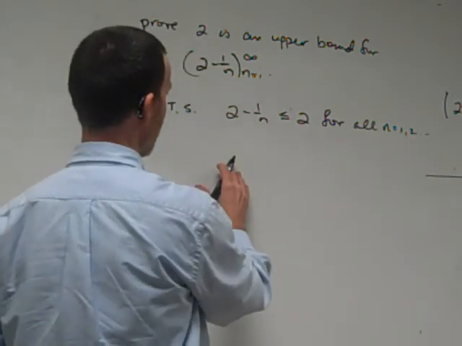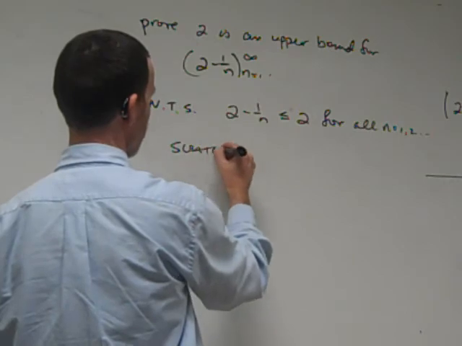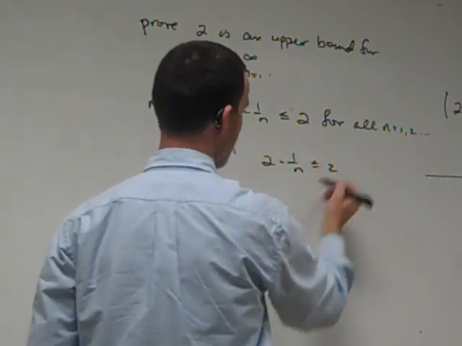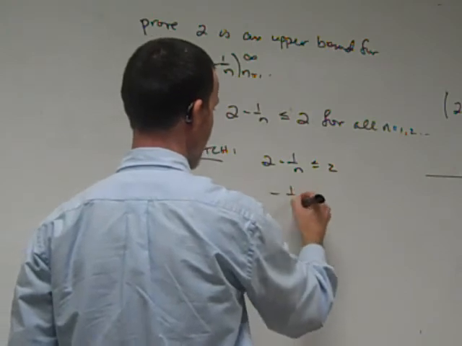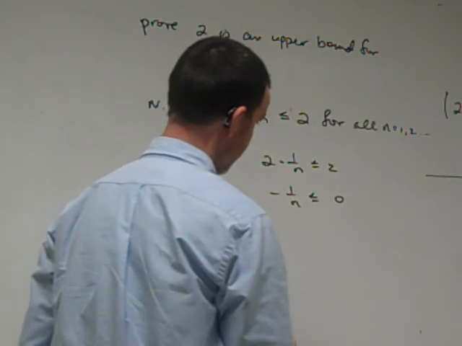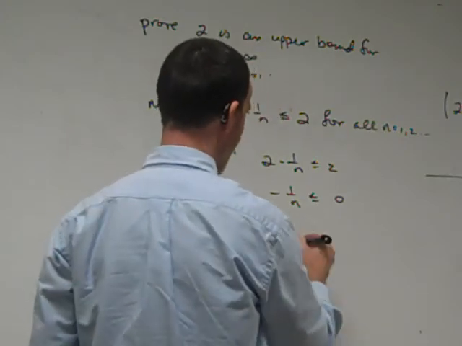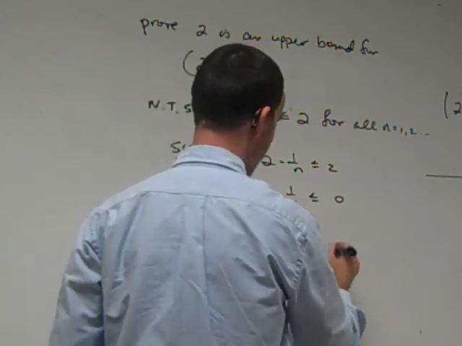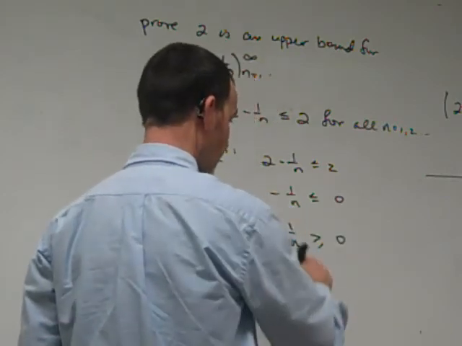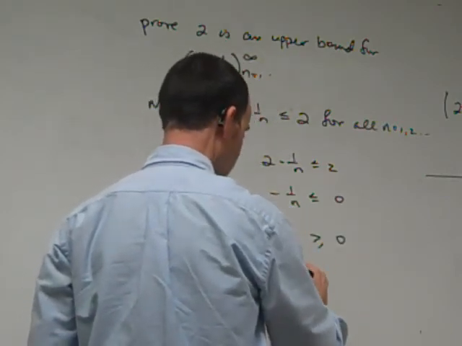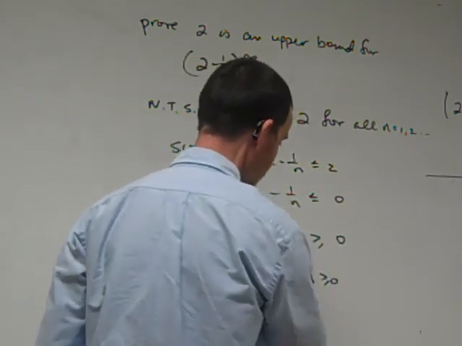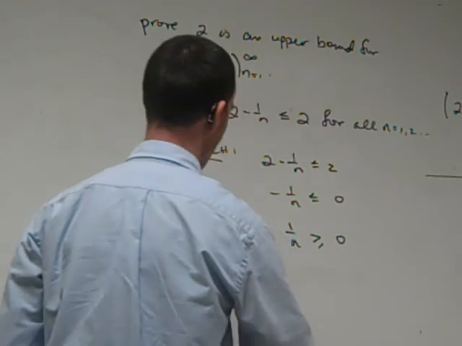Okay, that's not hard. Scratch work first. 2 minus 1 over n less than or equal to 2. Subtract 2 from both sides. Negative 1 over n less than or equal to 0. Multiply by negative 1. 1 over n greater than or equal to 0. Well, if n is greater than or equal to 0, now let's do our proof.